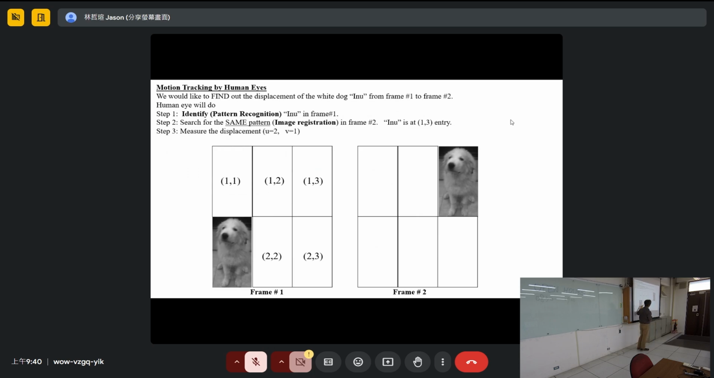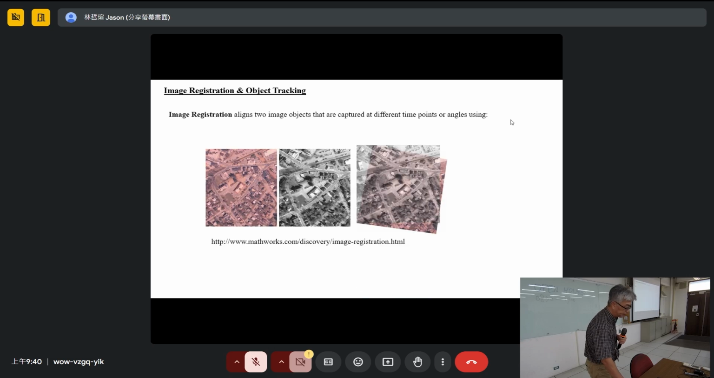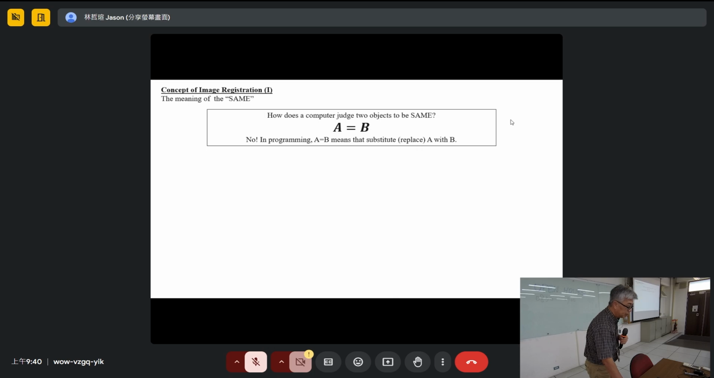Then you did the pattern recognition and registration, and say this Inu is here. Then after that, you count how much displacement in X, 1, 2, and in Y, 1. Okay? That's the way motion tracking is done by human eyes, right? So the keyword is finding the same pattern. Okay, image registration. Good? Right. Good. Okay. So, the big question is how can we program the computer to identify that this and this are the same?